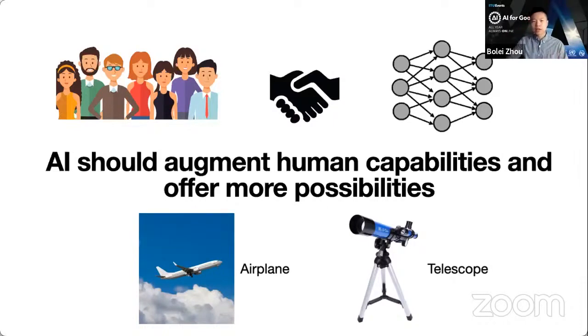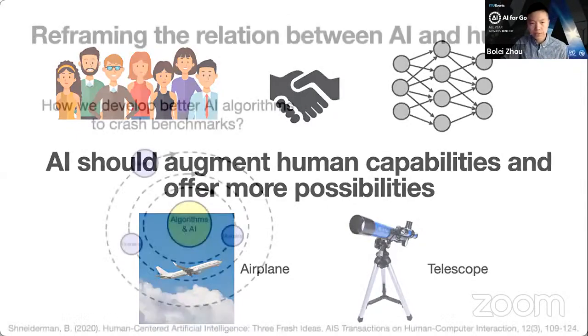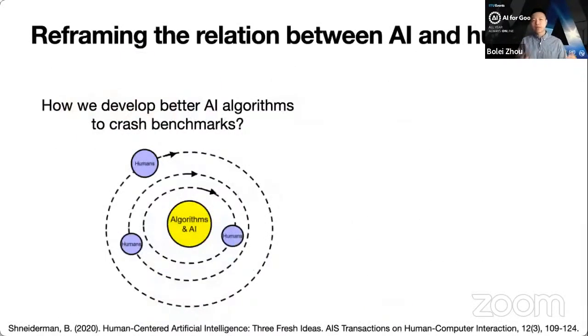So I really think this AI technology should be tools like this that can augment our capabilities and offer more possibilities. That relates to the reframing of the relations between AI and humans from algorithm-centric to human-centric AI. Previously we had this kind of universe where the algorithm and AI is the center. So we tried to develop AI algorithms to improve the numbers and to crush benchmarks. Then the human developers were just surrounding the algorithm. So we wanted to develop better and more efficient AI algorithms.